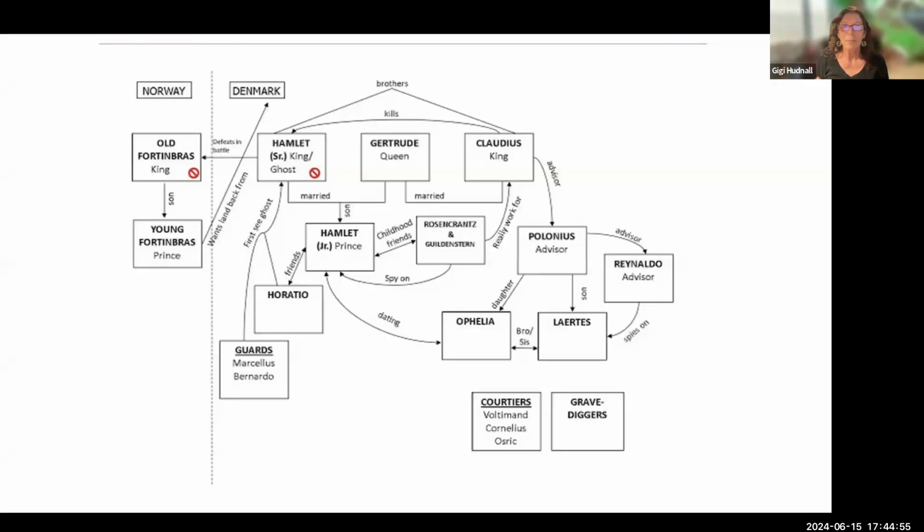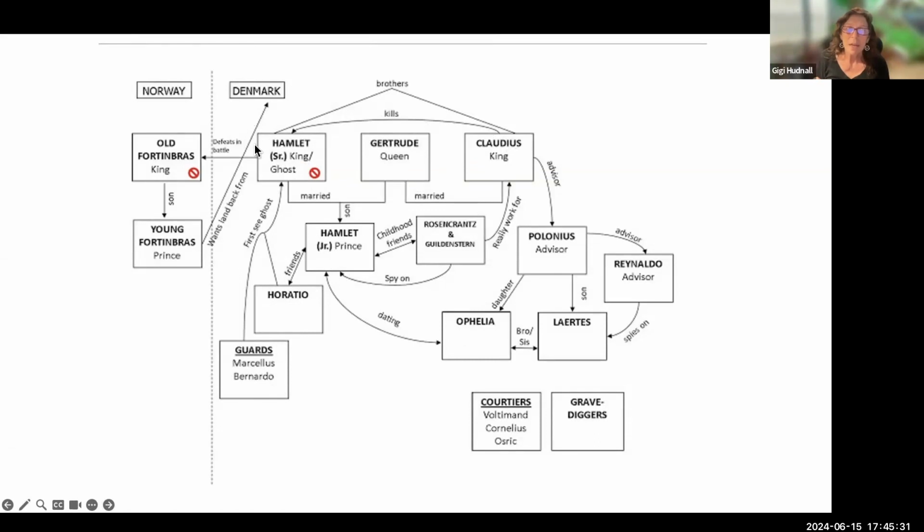Sorry. Here's the flow chart, right? So we have Hamlet Sr., the ghost, married to Gertrude the queen, and then Gertrude the queen is also married to Claudius the king, and Claudius kills Hamlet Sr., and Claudius and Hamlet Sr. are brothers. Hamlet Jr. is the prince from Hamlet and Gertrude. His friend is Horatio, who's the first one to see the ghost. And then Marcellus and Bernardo, those are just the guards that also see the ghost of Hamlet.